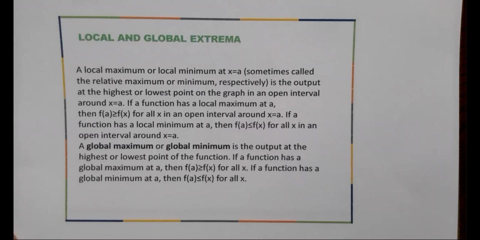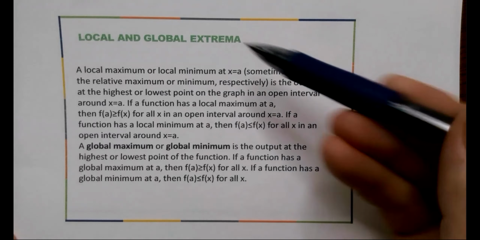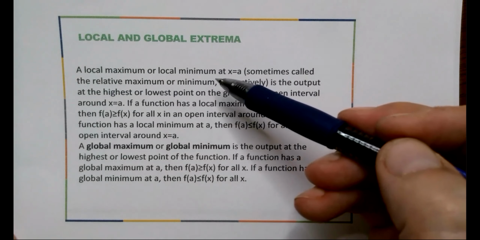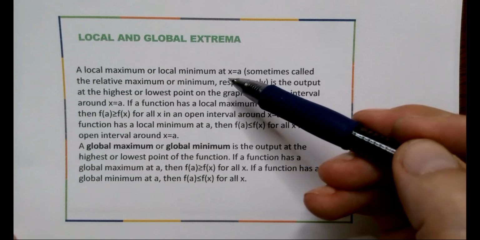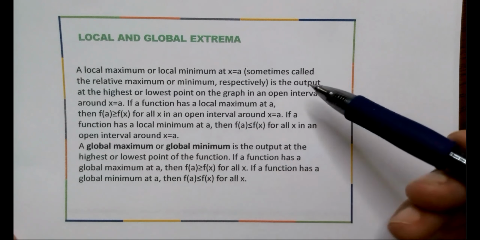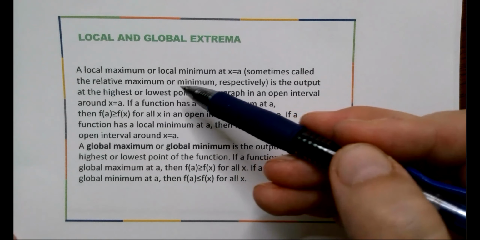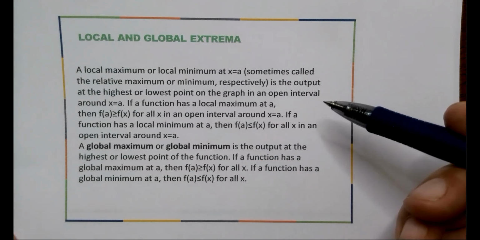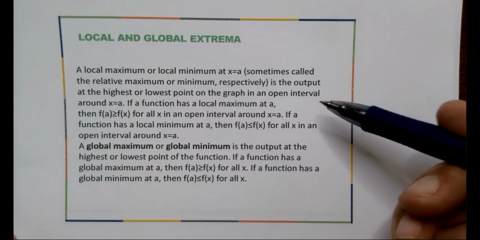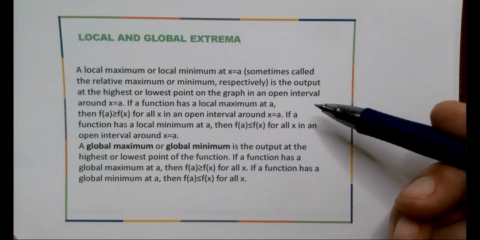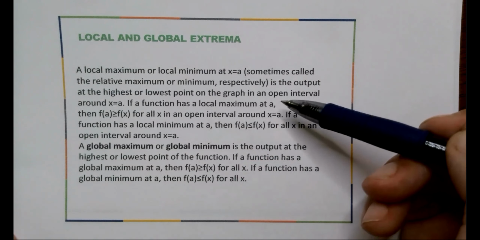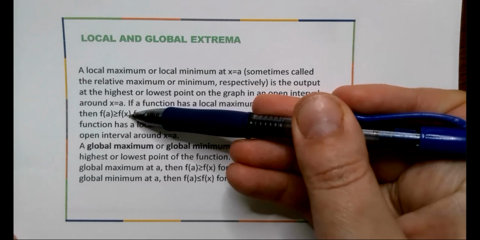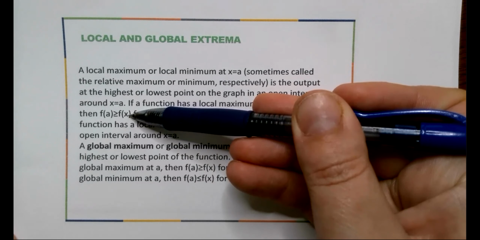And the last topic that I want to talk about in this section is local and global extrema. It says a local maximum or local minimum at x equals a, sometimes called a relative maximum or minimum, respectively, is the output at the highest or lowest point on the graph in an open interval around x equals a. Basically it's saying if the function has a maximum at a, then every y value around that point is lower than the output at a.